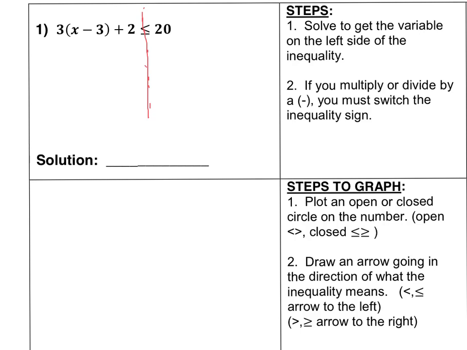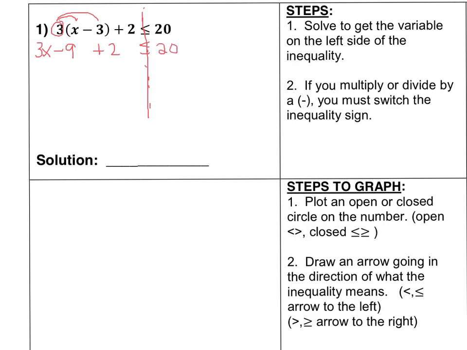So here I need to distribute this 3. I'm going to take this 3 and multiply it through. So 3 times x is 3x, and then 3 times negative 3 is minus 9. And then I'm going to bring down the plus 2, and I still have the less than or equal to 20 on the right side.